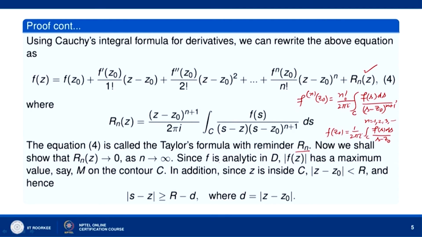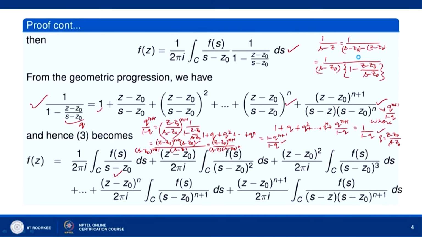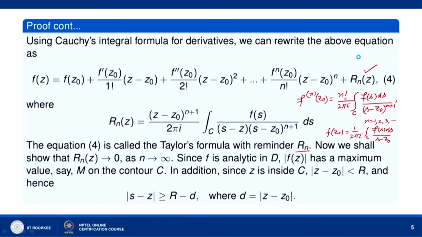Since we are given that f(z) is analytic in the domain D, and the circle C lies within D, f(z) is analytic on C and therefore mod of f(z) assumes its maximum value. Let us take that maximum value to be M on the contour C. Okay. So, mod of f(z) is at most M, where M is equal to the maximum value of mod of f(z), where z belongs to C.